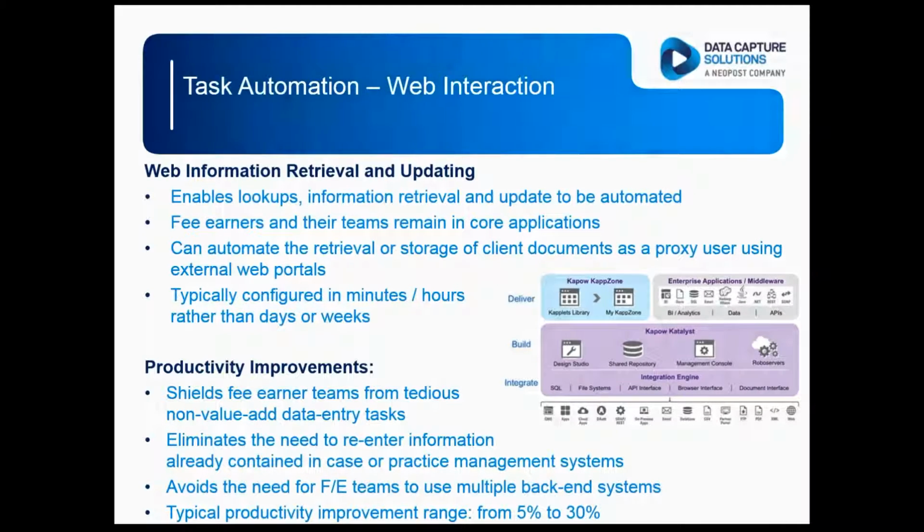It avoids fee earner teams having to use multiple back-end systems, and it's easy to achieve up to a 30% improvement in productivity relative to hopping around different websites. But also, it's not a productivity gain, it's a service gain. Because robots are doing the heavy lifting, you have the opportunity to go to far more websites to glean the information. So real key task automation gains here.